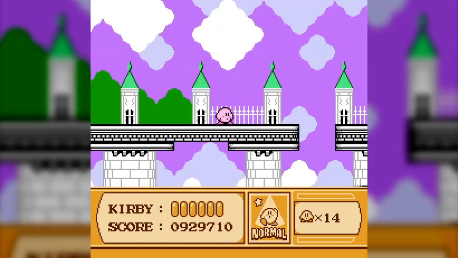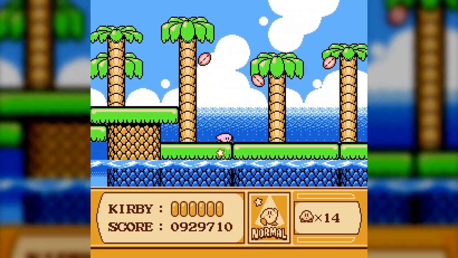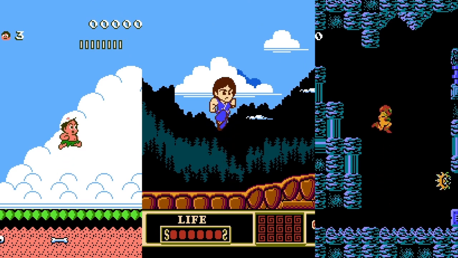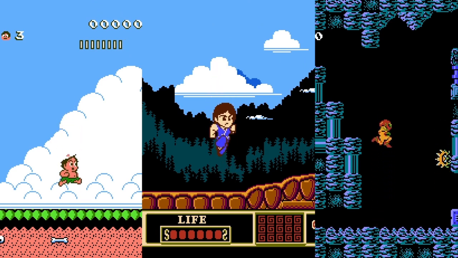When idle, he sleepily blinks his eyes while awaiting the player's next command. When walking, he waddles awkwardly with his arms swinging wide. Where most other games of the time had a single sprite jumping animation, Kirby had far more. First, the ascent. Then, at the apex of his jump, he does a somersault. As he descends, he sticks out his feet and braces for impact.